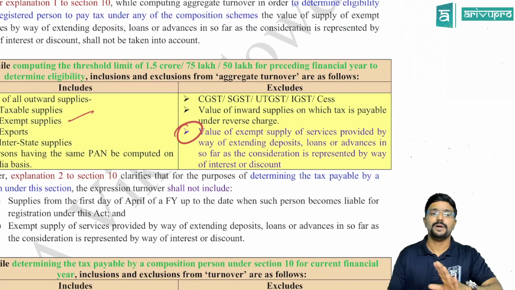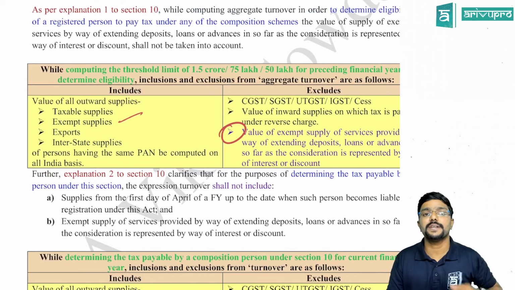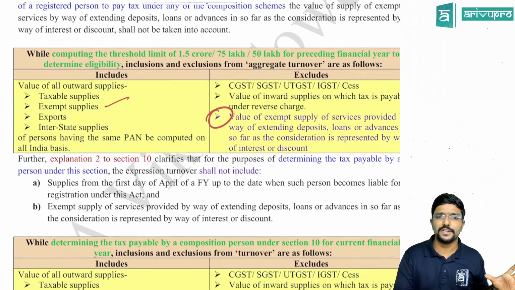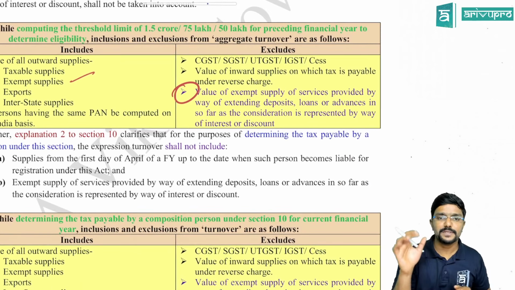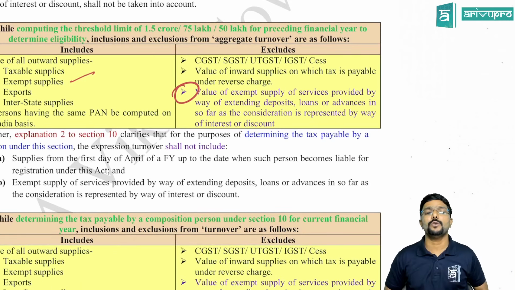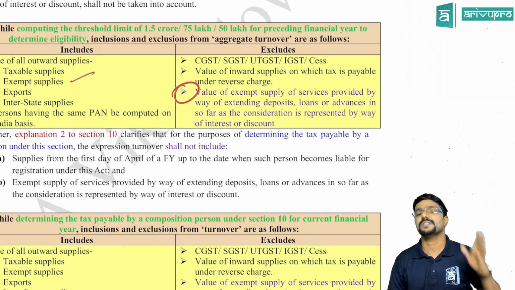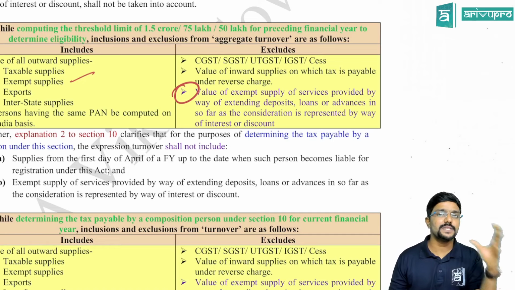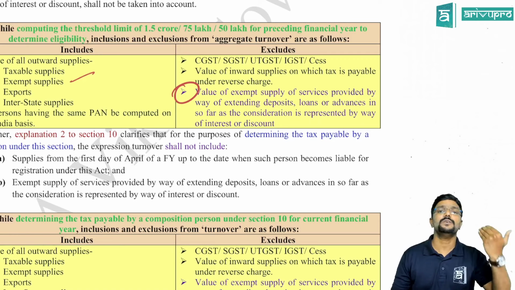It is exempt. But while calculating the aggregate turnover to check the eligibility, we will check which year's aggregate turnover, last year's aggregate turnover. So aggregate turnover is the same as the 2(6) definition, but it will not include one extra item. The exempt supply, that is, the value of exempt supply of services provided by way of extending loans, deposits or advances, insofar as the consideration is represented by way of interest or discount. Simple financial service. Clear? So aggregate turnover for the purpose of checking the eligibility will not include this one extra item in addition to 2(6).